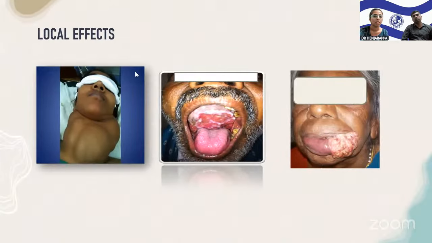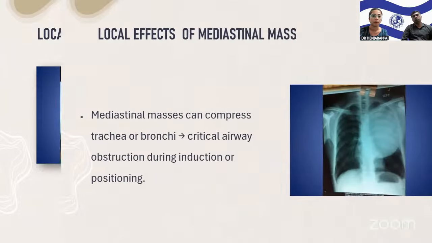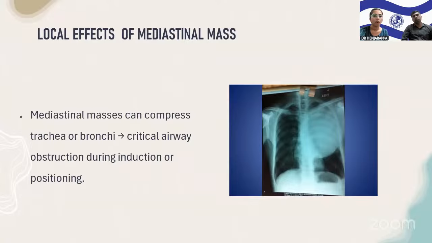These are such examples. Here you can see a huge tumor where airway assessment is difficult, and here the tumor is obscuring the oropharynx, and here the mass is protruding outside, which can result in difficult mask ventilation and difficult laryngoscopy. And local effects of mediastinal mass: in this X-ray, you can see the huge mediastinal mass near the trachea and bronchi, which can cause compression of the trachea and bronchi during induction of anesthesia or positioning.